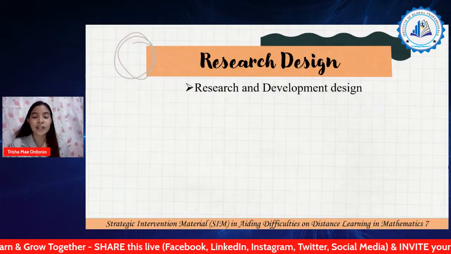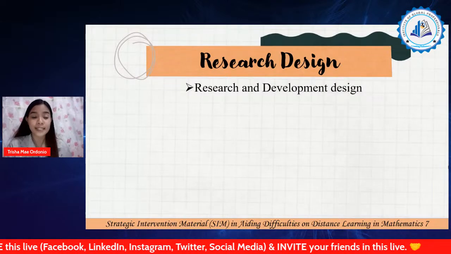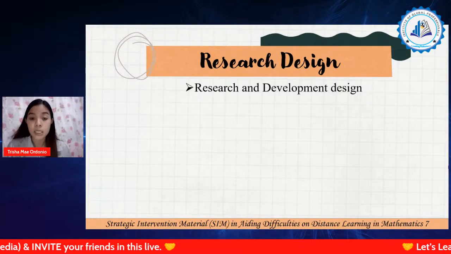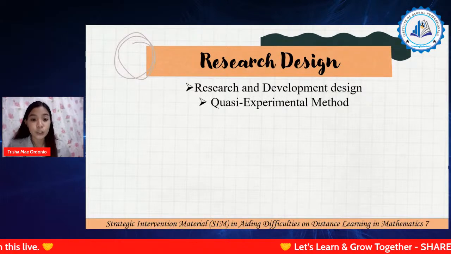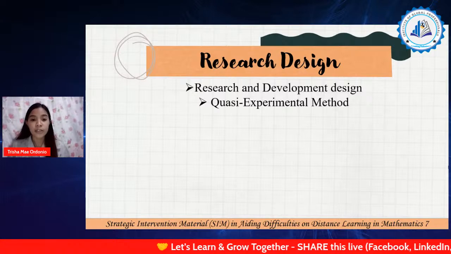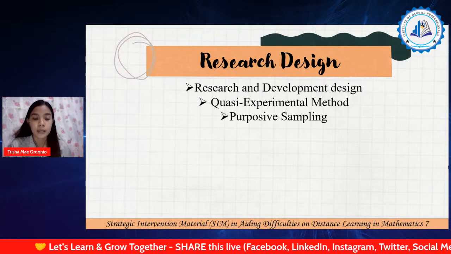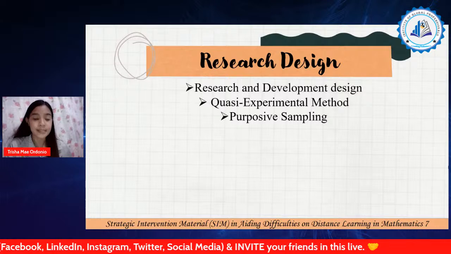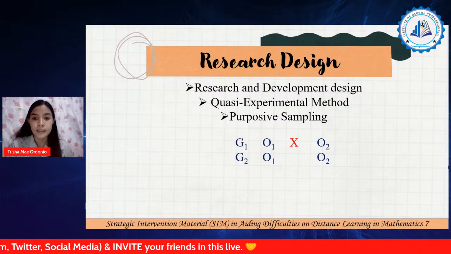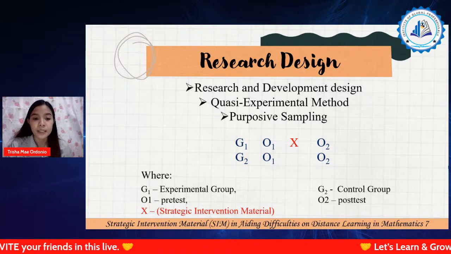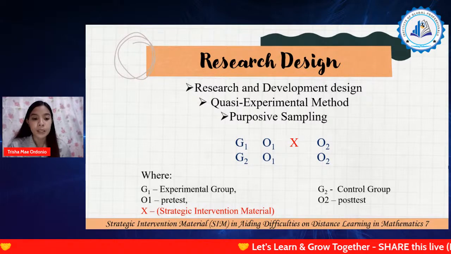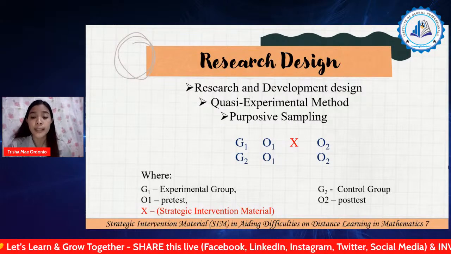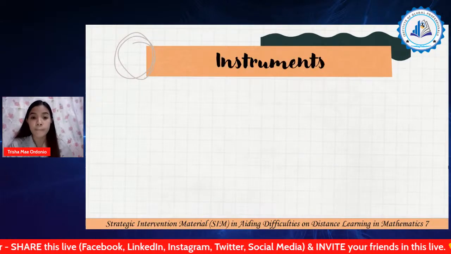So next is the research design. Of course, I use research and development design since I developed a product that can be used in teaching mathematics, and I use the quasi-experimental method since there is a limitation in my study. And of course, if I use the quasi-experimental method, purposive sampling is the best sampling method to be used. Here is the map. G1 is for the experimental group, O sub 1 is for the pretest, X is the strategic intervention material, G2 is the control group, and O2 is the post-test.